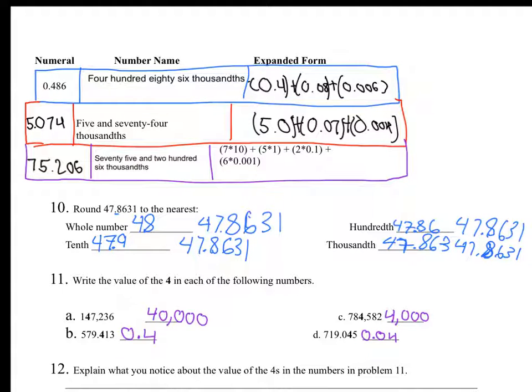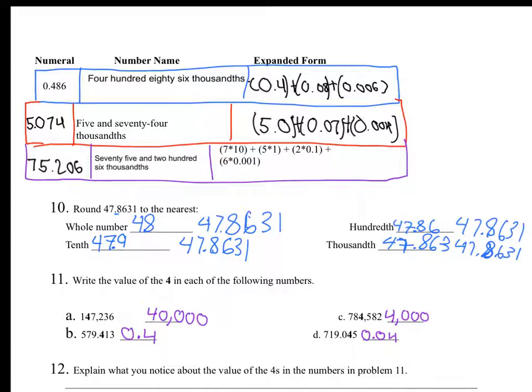Question 11. Write the value of the 4 in each of the following numbers. For example, take A. Do you see the bolded 4? Everything to the left of it, just ignore. Everything to the right of the bolded 4, you just put as a 0, and then it becomes 40,000. Another example is B. Look at the bolded 4, and everything to the left of it becomes a 0. And everything to the right of it also becomes a 0. But in this case, since the 4 is behind the decimal point, you need to put a 0 in the ones place. So the answer would be 4/10.